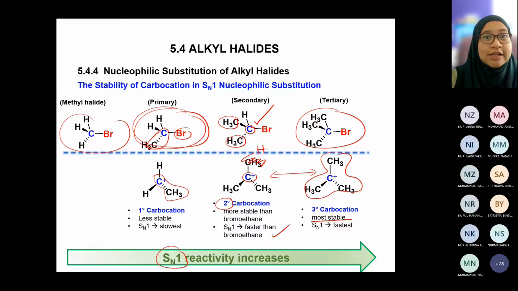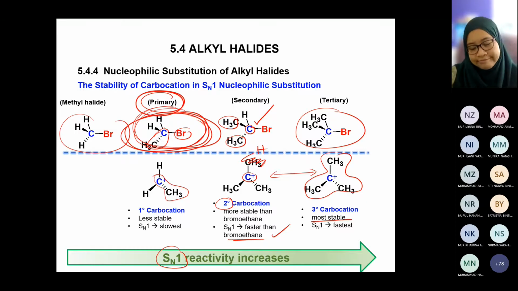Sebab tadi kita buat SN2. SN2 kan dia prefer methyl halide dengan primary. But this one, SN1, dia prefer tertiary. Dan secondly, dia prefer secondary. So of course lah secondary lebih laju daripada bromoethane. Bromoethane is primary.